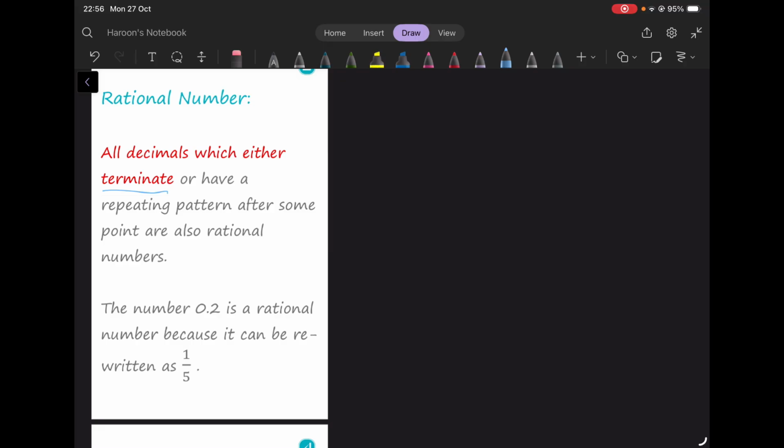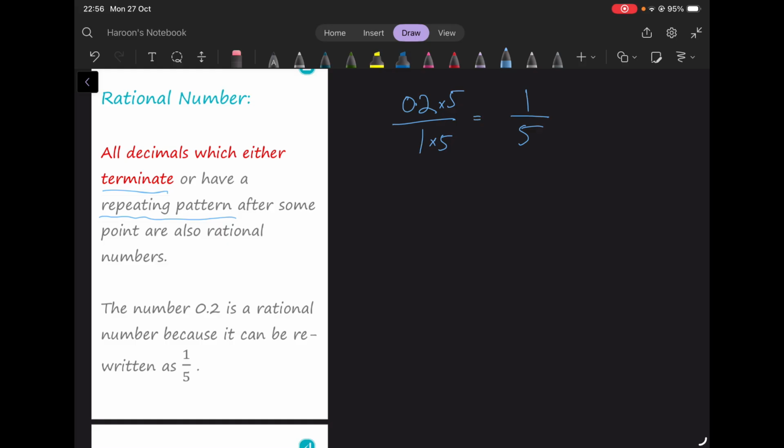All decimals which terminate, or those decimals which have a repeating pattern, they would also be rational numbers. So for example, if we have 0.2, can it be written in the fraction form a over b? Yes, it can. This is basically 0.2 divided by 1. If I multiply this by 5, of course, whatever I multiply in the numerator, I'll have to do the same thing to the denominator. So this would actually become 1 by 5. So you can see it can be written in the fraction form a over b, and both are integers.